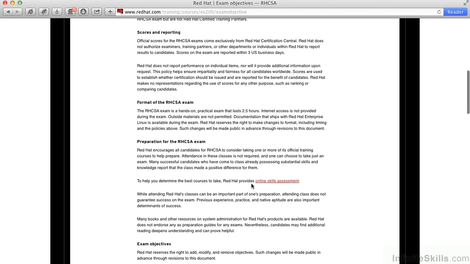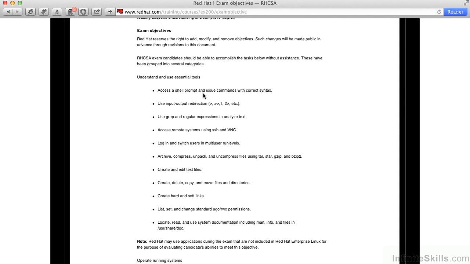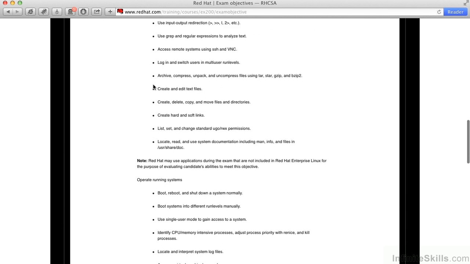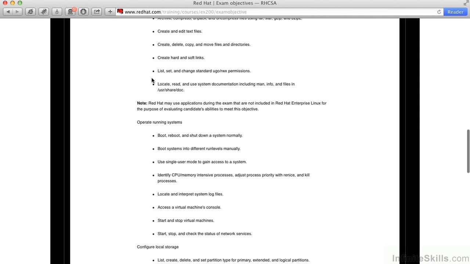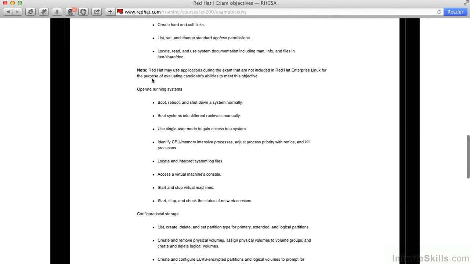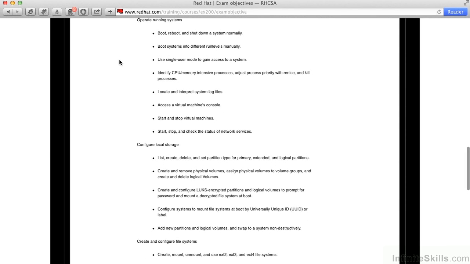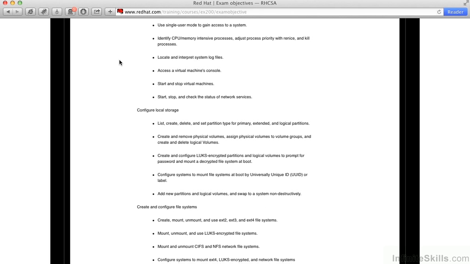So we're going to spend a lot of time not just talking about concepts, but showing the application of those concepts and the different tools that we'll be making use of. So understanding and using essential tools, shell prompts using input and output redirection, grep and regular expressions, talking about accessing remote systems, logging in, switching to users, archiving, compressing, be talking about how to operate running systems, booting and rebooting, again, different run levels, identifying processes, adjusting process priority.